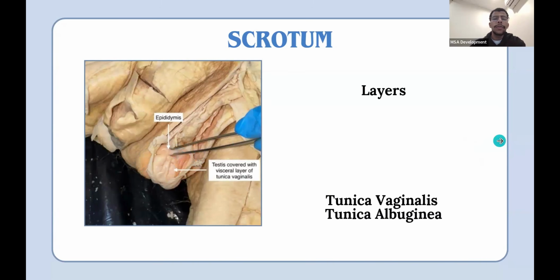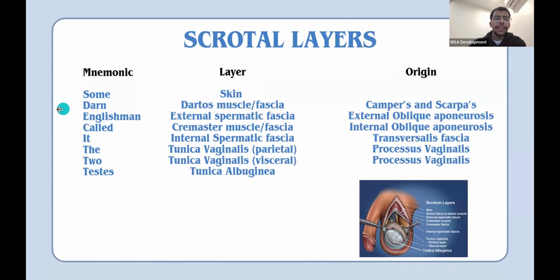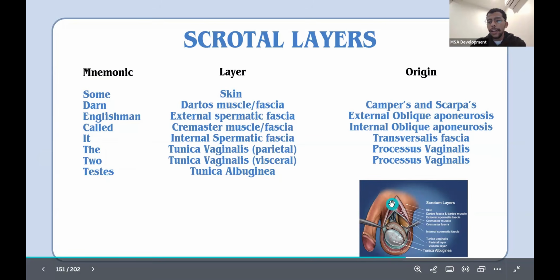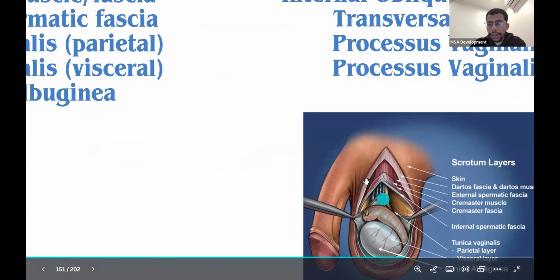Now, how can you memorize all of these? I have another mnemonic. Some darn Englishman called it the two testes. Okay, so S for skin, D for dartos, English, E for external spermatic fascia. Then we have C, cremaster muscle, I, internal spermatic, then G, tunica vaginalis parietal, 2, tunica vaginalis visceral, and then T, tunica albuginea. Here is another schematic diagram where you can see all the different layers.